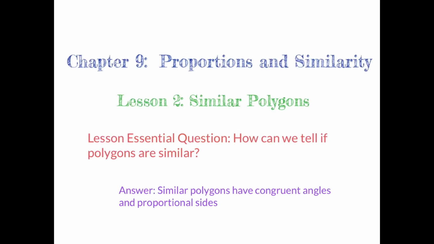This concludes the video lesson about similar polygons from proportions and similarity. So how can we tell if polygons are similar? Similar polygons have congruent angles and proportional sides.